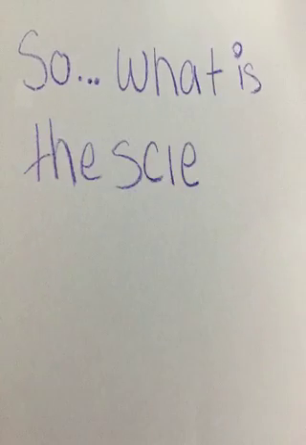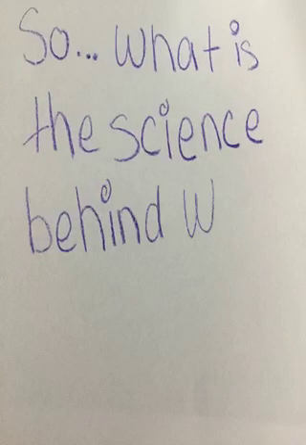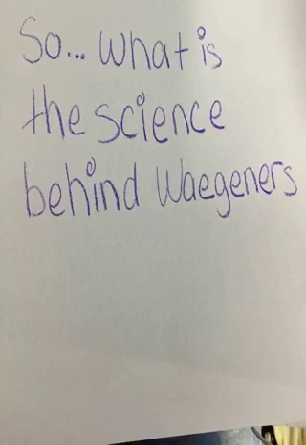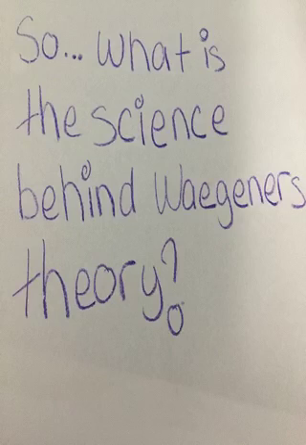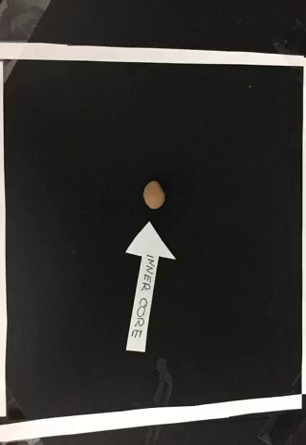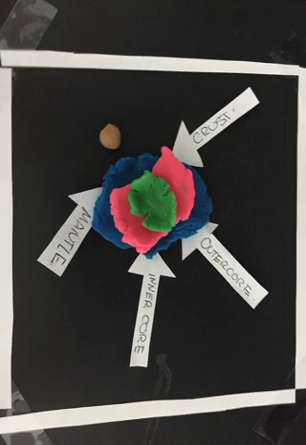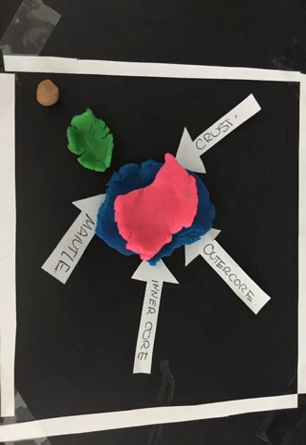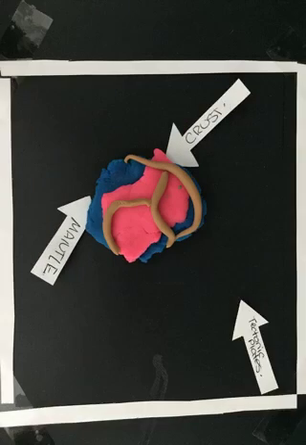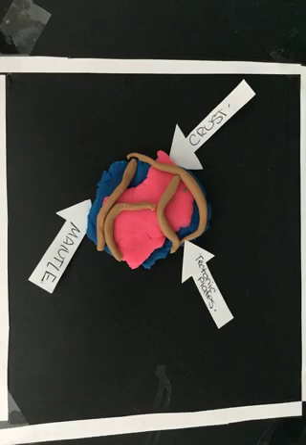So, what is the science behind continental drift? The Earth is made up of various layers: the inner core and the outer core, the mantle, and the crust. The mantle and the crust are made up of these tectonic plates. The continents of the world sit on top of these plates.